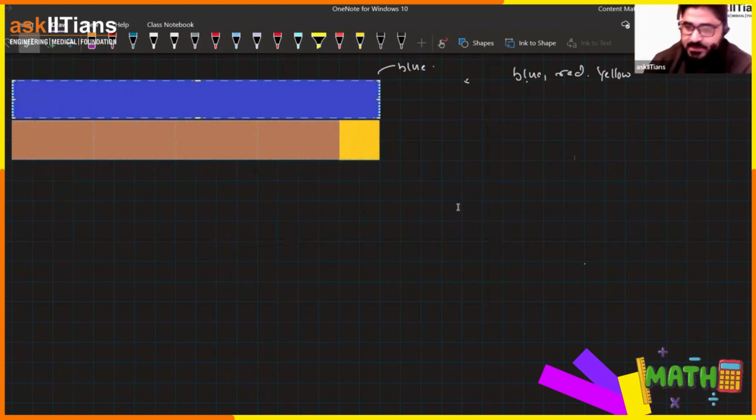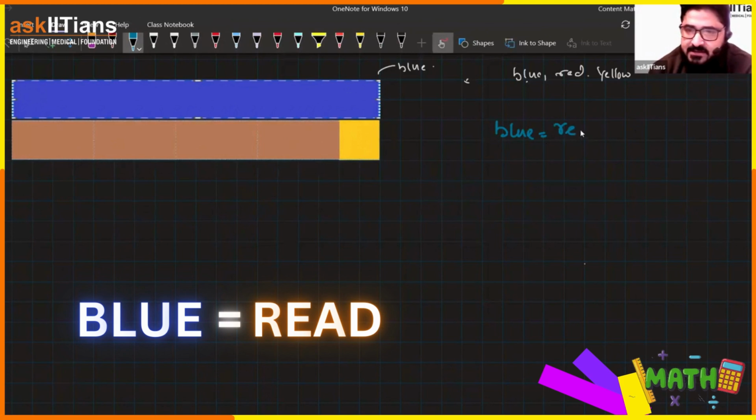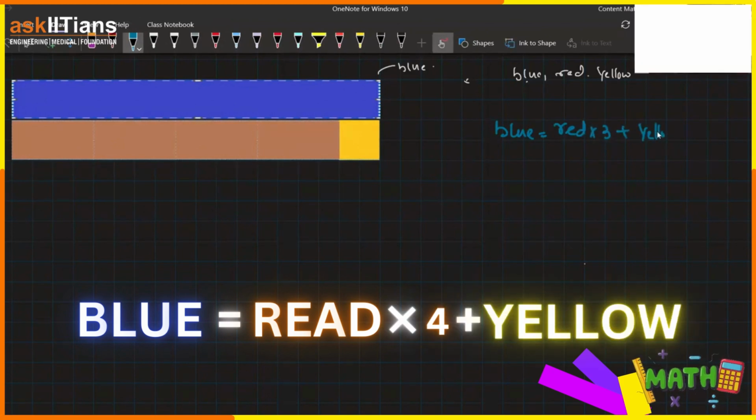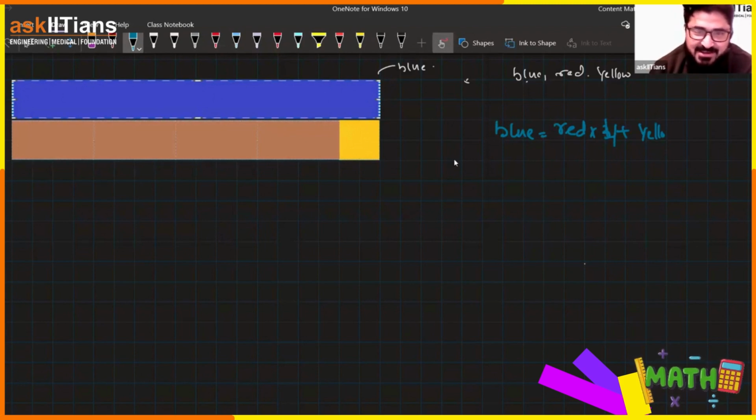Is this clear? You can see the blue strip. Can I say here blue is equal to red into 4 plus yellow? Red into 4. Isn't it what I wrote? Yes, I wrote it, just see properly. Anyways, okay, fine. So this is how blue can be written.